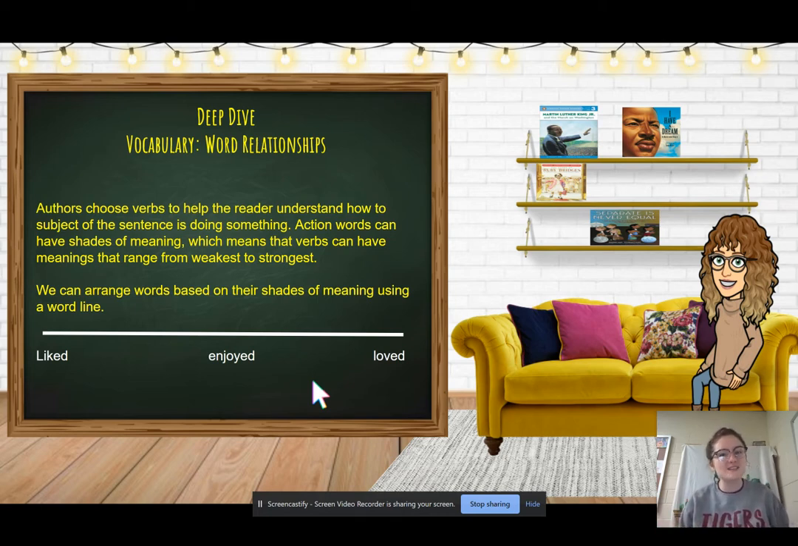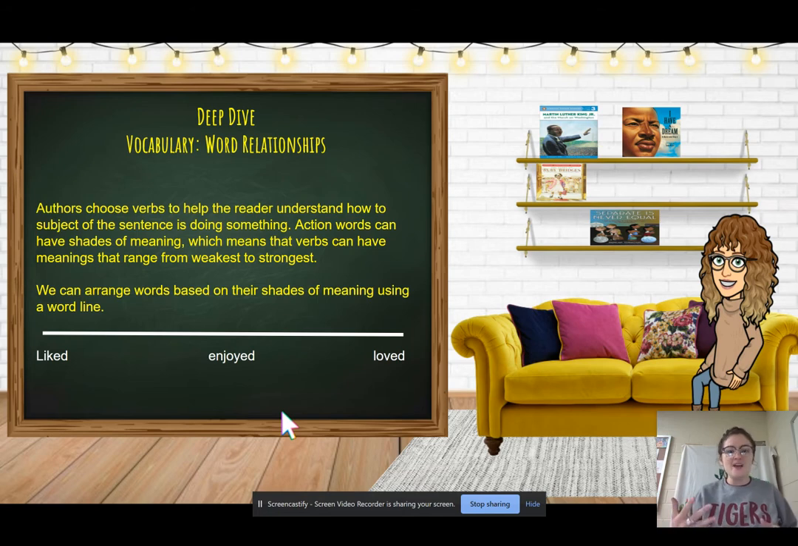Action words can have shades of meaning. So that means that verbs or words can range from meanings that are very weak to really strong. In the case for that sentence with Dr. King, mumbling would be the weakest way of speaking, right? It's the quietest way. But screaming would be the strongest way of speaking, right? They have different meanings. They help a reader paint a picture. So let's say we all have words that have a similar meaning, but some words have stronger meanings than others.